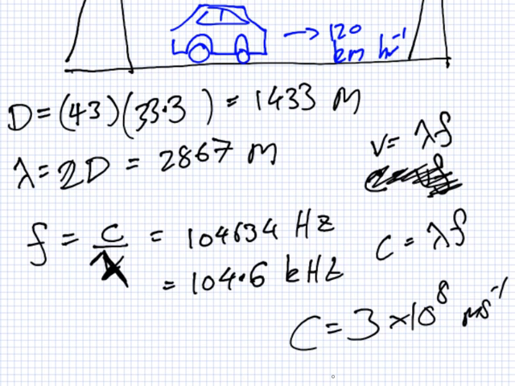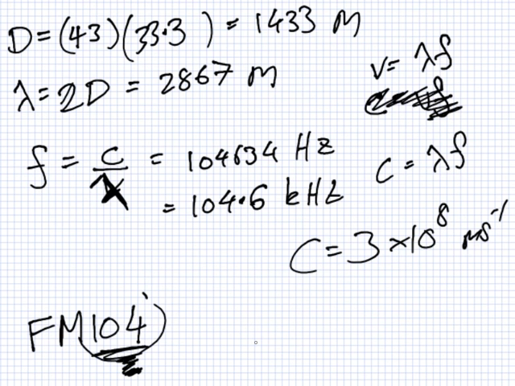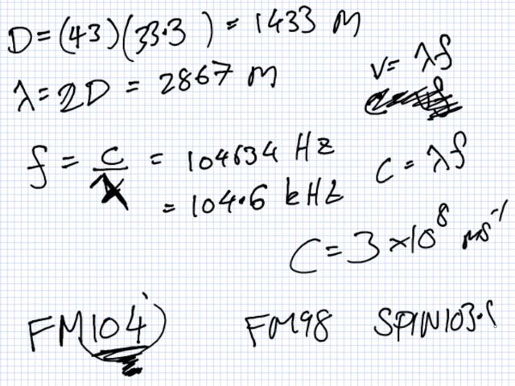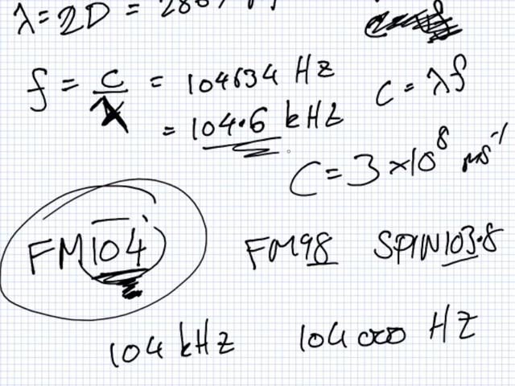By the way, do you know the name of any radio stations in Dublin? So there's one radio station, for example, called FM 104. That's the most famous one. And FM 104, or like FM 98, or Spin 103.8, all of these are the frequencies in kilohertz. So this FM 104 is 104 kilohertz, or 104,000 hertz, like my example.